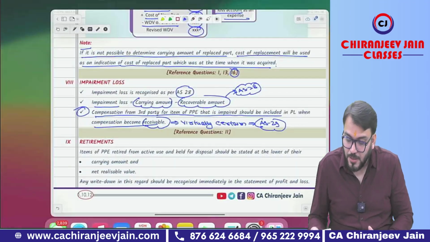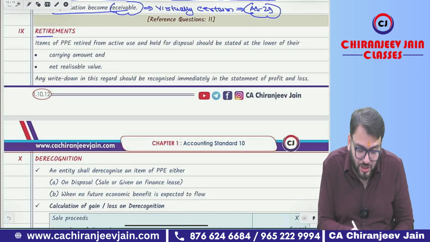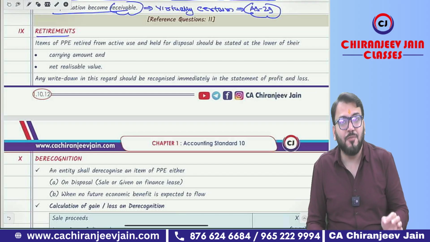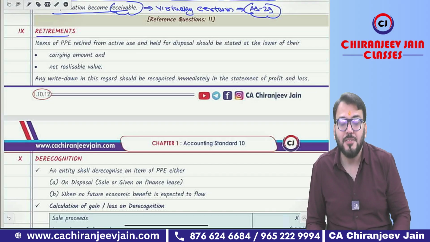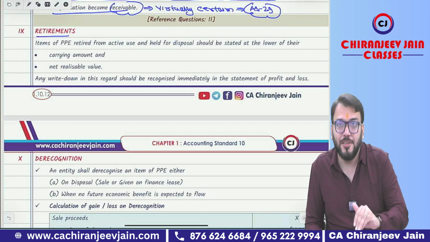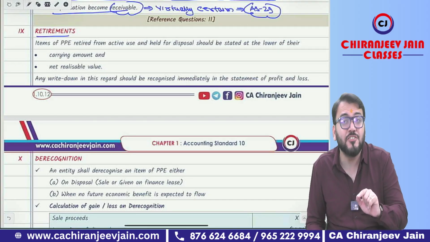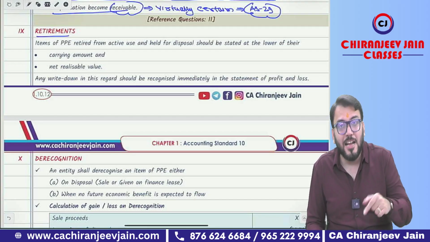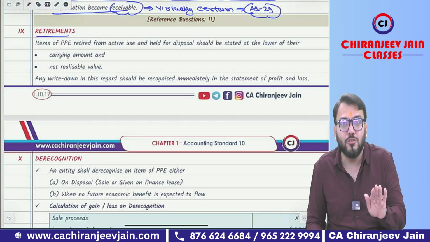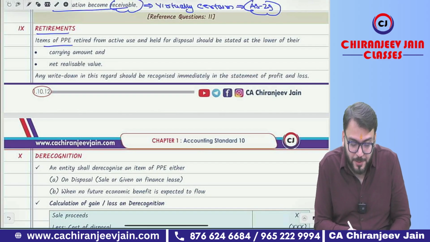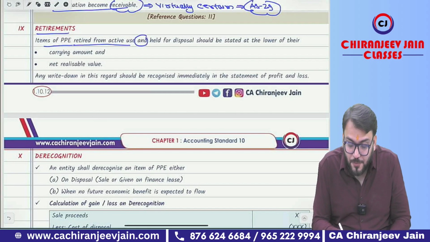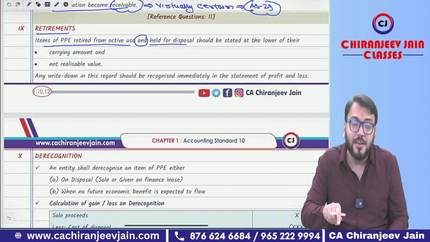Coming to the next point, retirement. I already discussed this topic in one of the questions. Whenever an asset is retired from active use and held for disposal, it will be measured at the lower of carrying amount and NRV. Remember, carrying amount and NRV. But this is not inventory, because it is held for sale, not in the ordinary course of business. So any item of PP retired from active use and held for disposal, both conditions: retired and held.